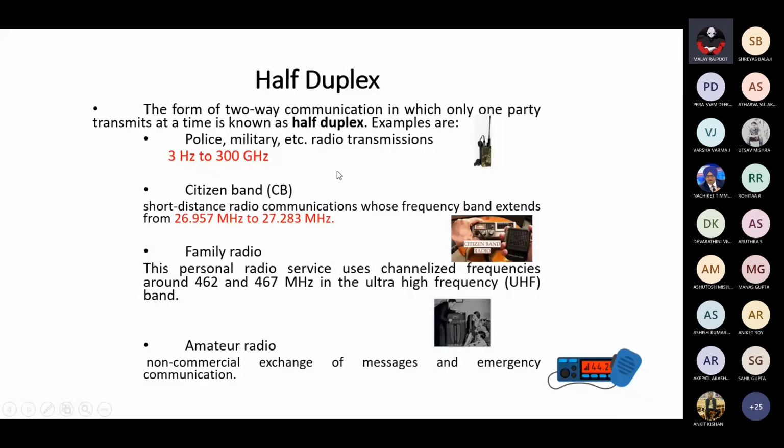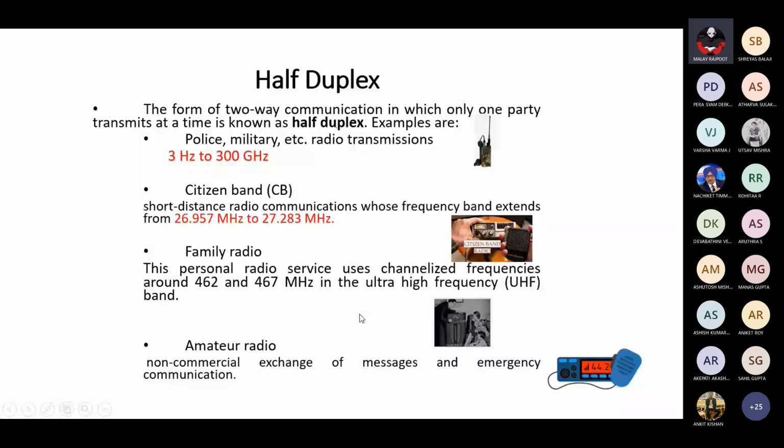Then citizens band radio. This is again one of the short distance radio communications, whose frequency band extends from 26.957 megahertz to 27.283 megahertz. Again, this is a kind of radio communication which is band limited, and it is nearly 27 megahertz. This is a two-way half duplex communication.